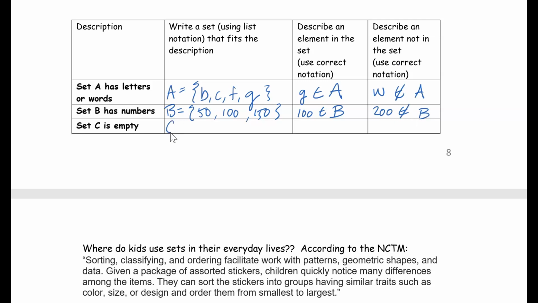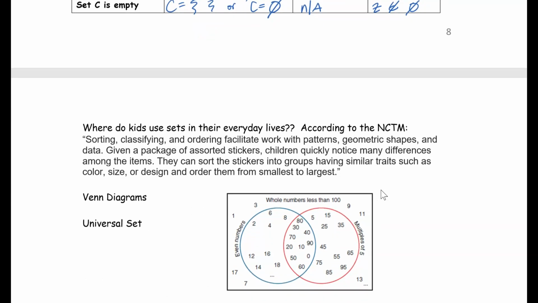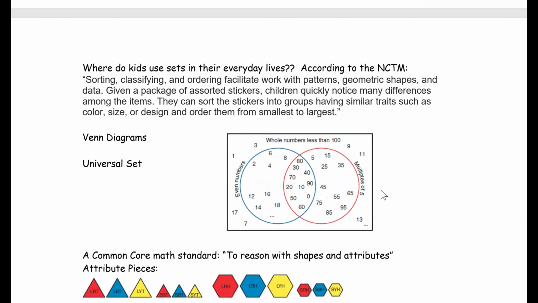Okay, and then C is empty. We could say C is the empty set like this, or we could use the empty set symbol like that. Describe an element in the set. So if the set is empty, there aren't any elements inside, so I'm just going to say not applicable. Can't answer that question. And then describe an element not in the set. You can make up anything, any number, any letter, any word, any color, basically anything. So we could say, I don't know, letter Z is not in the empty set. Okay, so that's all the notation in terms of sets. There's a little bit more notation up ahead having to do with subsets, but that's sort of the basic notation.